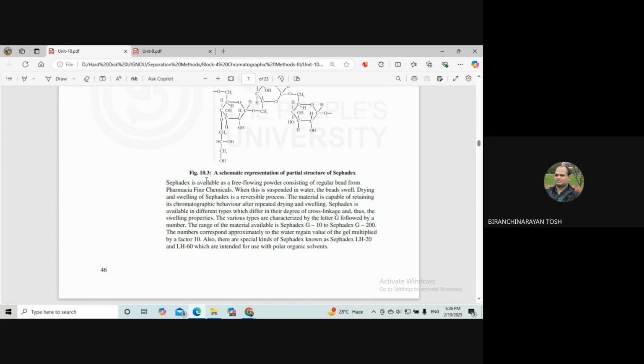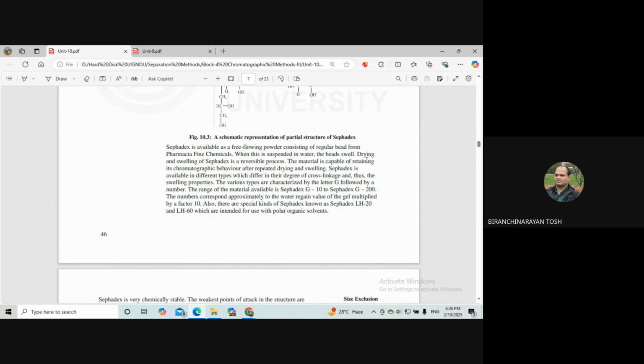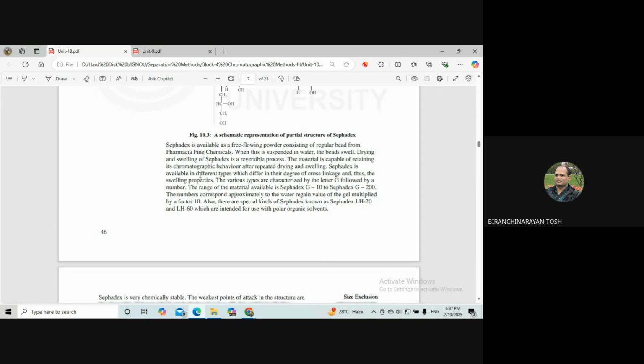So Sephadex is available as a free flowing powder consisting of regular beads. When this is suspended in water, the beads swell. Drying and swelling of Sephadex is a reversible process. So chemically it is very stable.